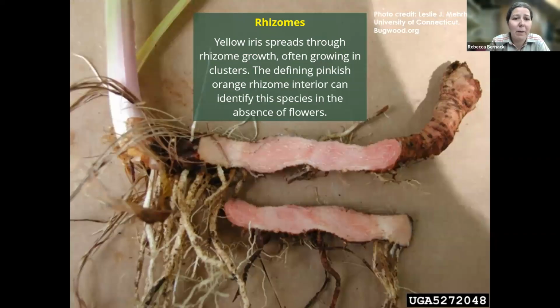The species does spread via rhizomes and can often be found growing in clusters. These rhizomes, when you break them open, have this pinkish orange color, and when the iris is not in flower, you can use these rhizomes to distinguish yellow iris from blue flag iris. The rhizomes of the yellow iris, as you can see here, are these pinkish or yellow in color, where the blue flag iris rhizomes are going to be more white in color.